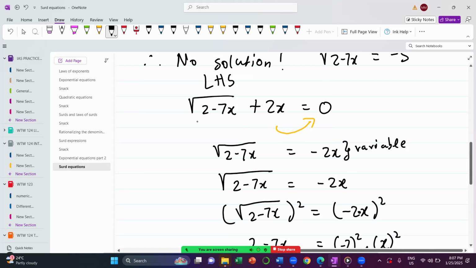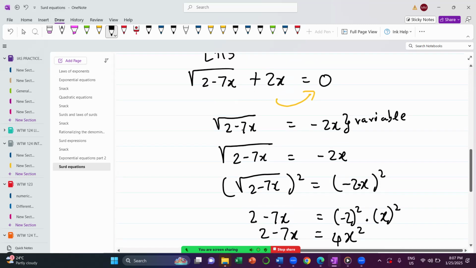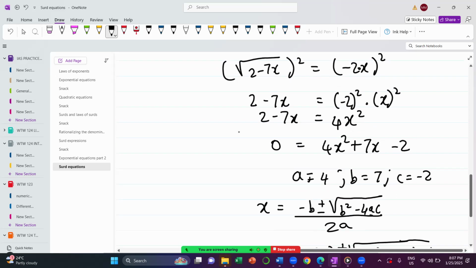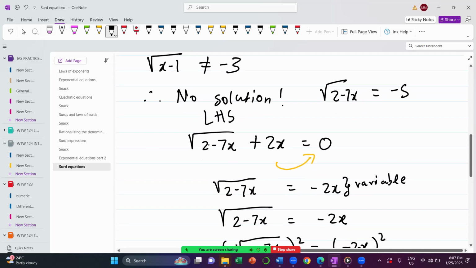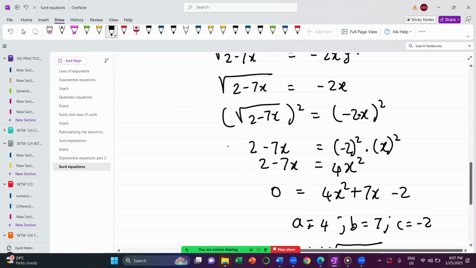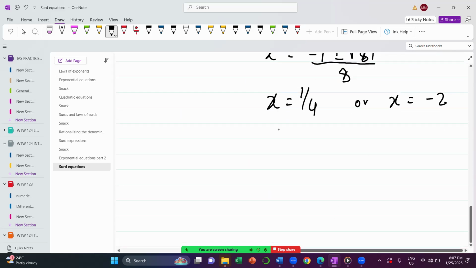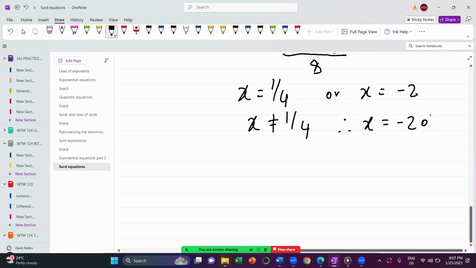So 1 over 4 is not a correct solution, right? Yes, sir. Let's check negative 2. Guys, hurry up, you're using your calculator. Hurry up, or else we are going to be here the whole night. The answer is 0. Okay. So therefore, we know that x cannot be equal to 1 over 4 when we check, right? Therefore, x is equal to negative 2 only is the correct answer. Are we okay?